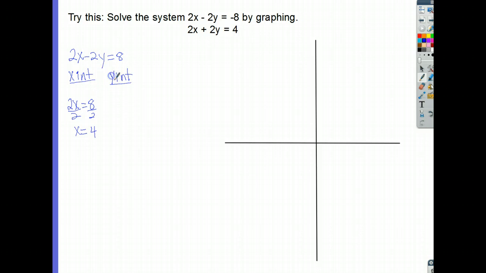And the y-intercept, you just let x equal 0, and it falls out of the equation, and what you get is -2y is equal to 8. Divide by -2, and y is equal to -4. So this crosses at -4 and at +4. And let's draw our line through those 2 points.